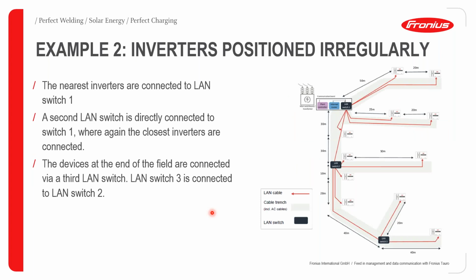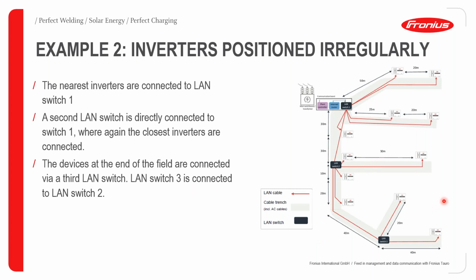If you look at the second example, this is an example where all our inverters are positioned irregularly. So they're not all in a straight line as I showed you in the previous image. In this case, we have 4 different trenches: trench 1, trench 2, trench 3, then trench 4.